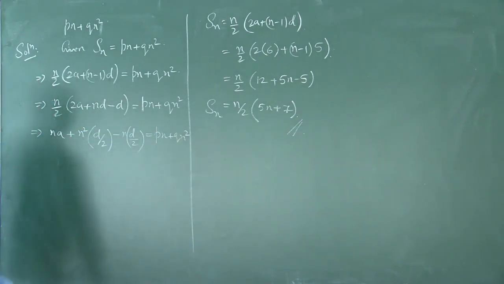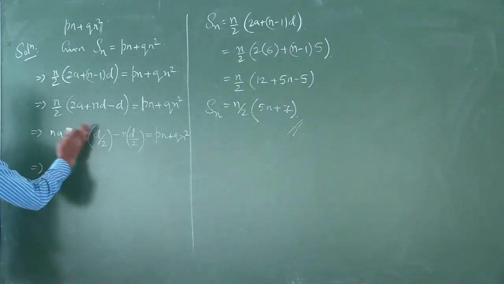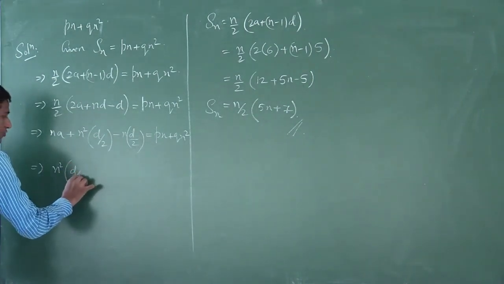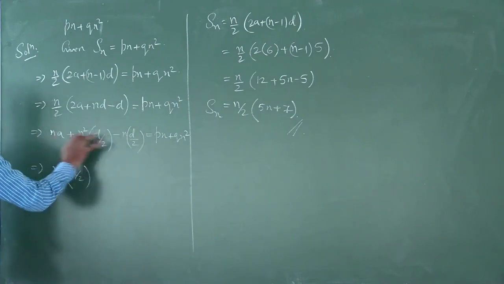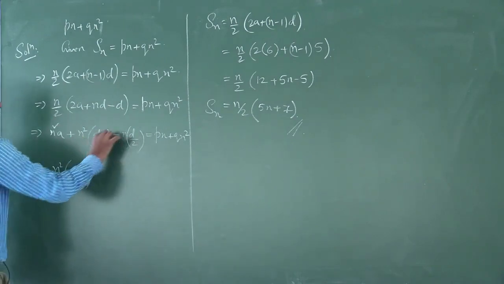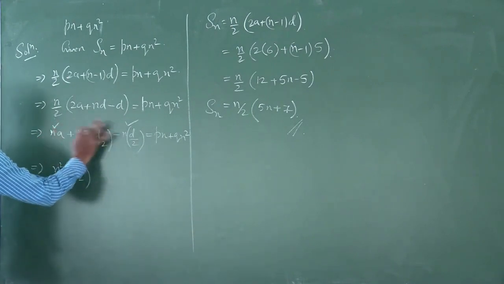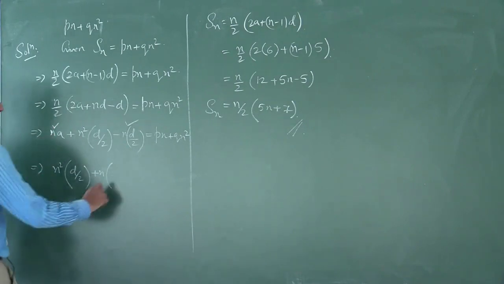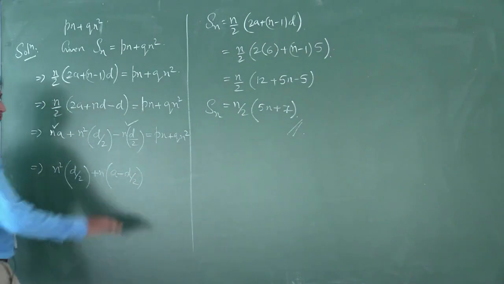Now look at the LHS further. I will write the n square term first: n square into d by 2. Then I will write the n terms next. These two are the n terms. I will take n common from these two terms. So plus n, what happens? A minus d by 2.